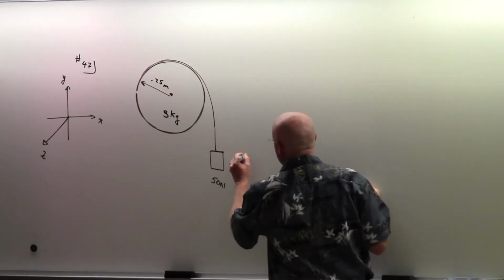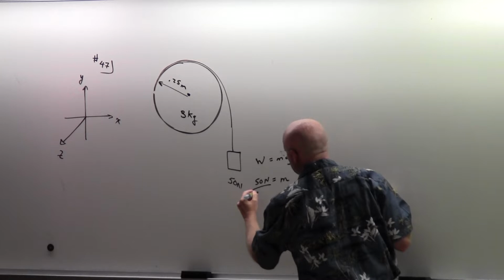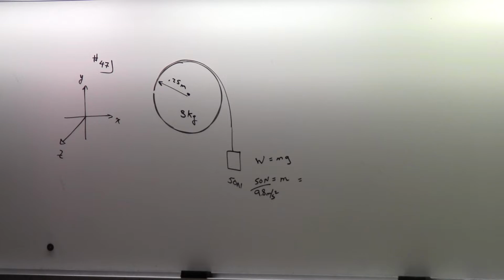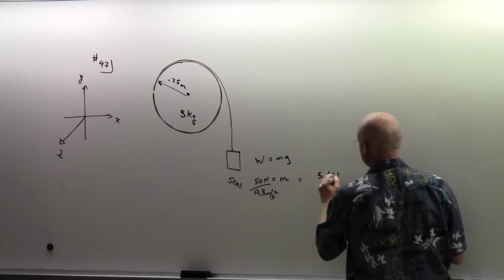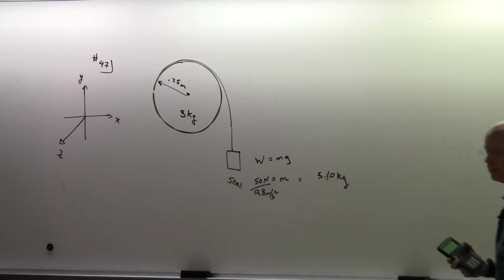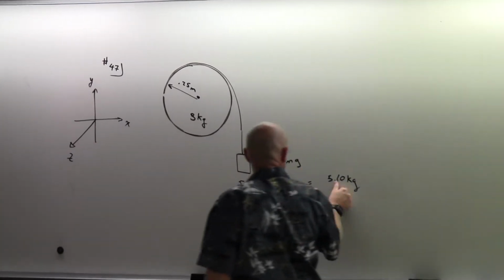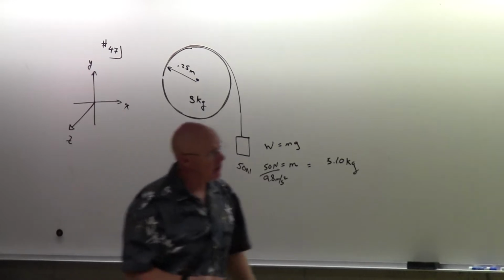I know that weight equals mg, so that means the mass is its weight, 50 newtons, divided by 9.8 meters per second squared. And so it should be just a hair over 5 there, 50 divided by 9.8, so 5.10 kilograms would be how much that mass is. Actually, that's more mass than the reel itself, so maybe I should have made that weight look bigger there.